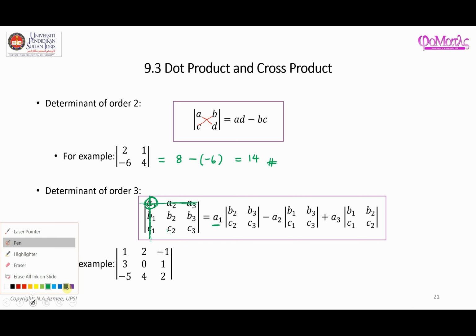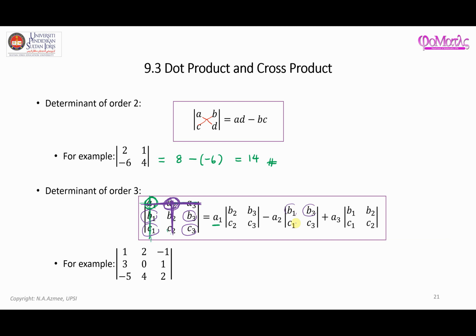Next, if you consider A2, the sign here is going to be negative. This is what you need to be careful about. If you cross out the line with respect to A2, then you are left with B1, B3, C1, and C3.